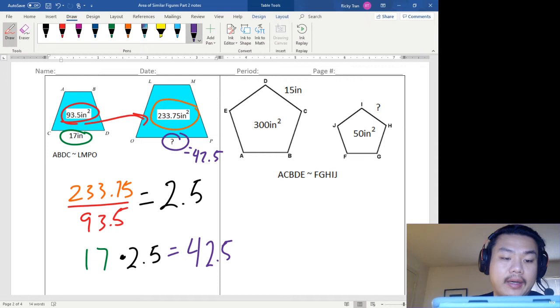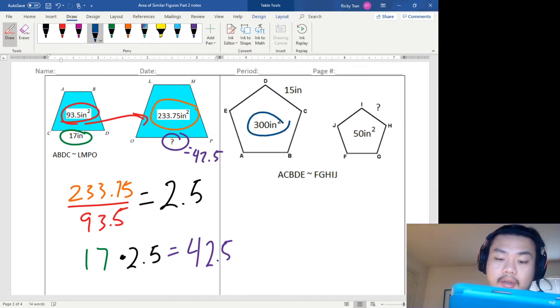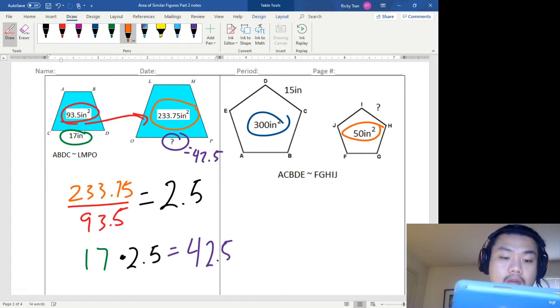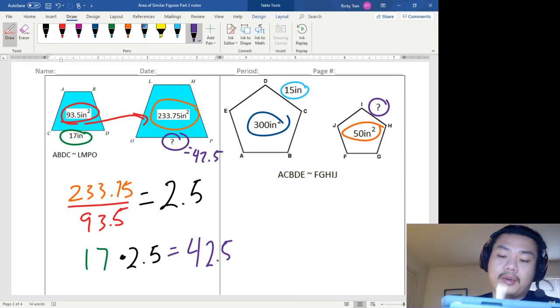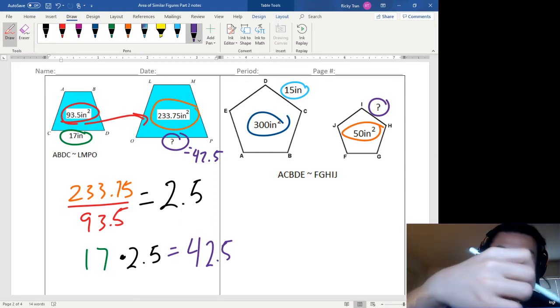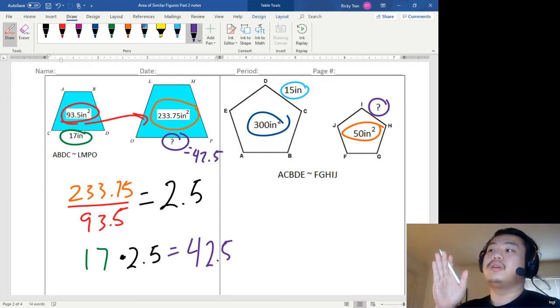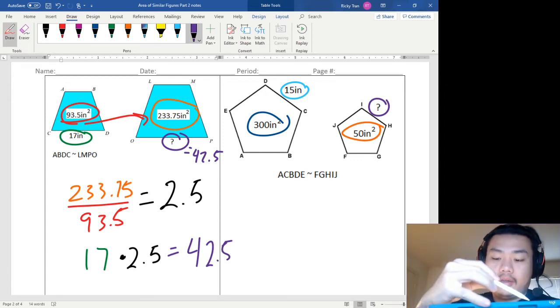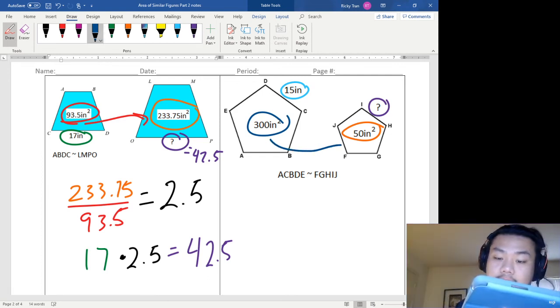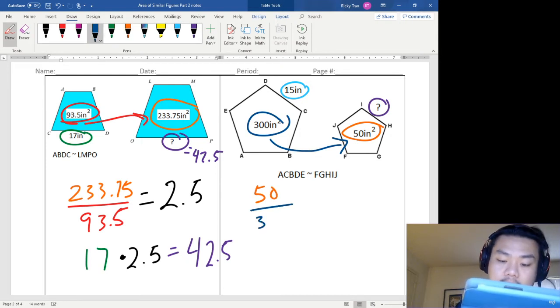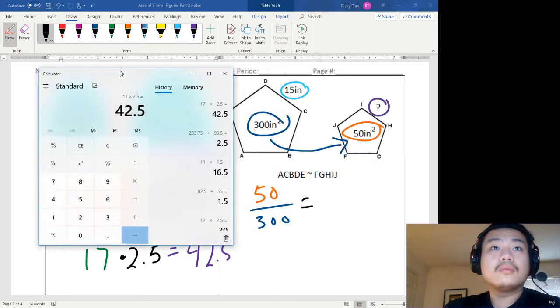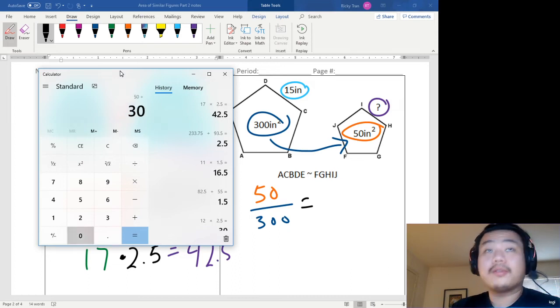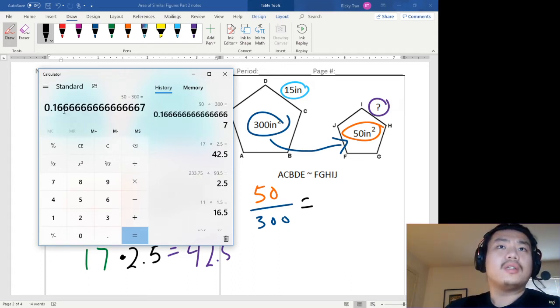All right, here we have area, area, length, or side. Okay, this time we're going from big to small. So big to small, remember our scale factor should be less than 1. All right, we're going from 300 to 50, so 50 is going to go on top. 300 is going to go at the bottom. That's going to be equal to 50 over 300, 0.16.